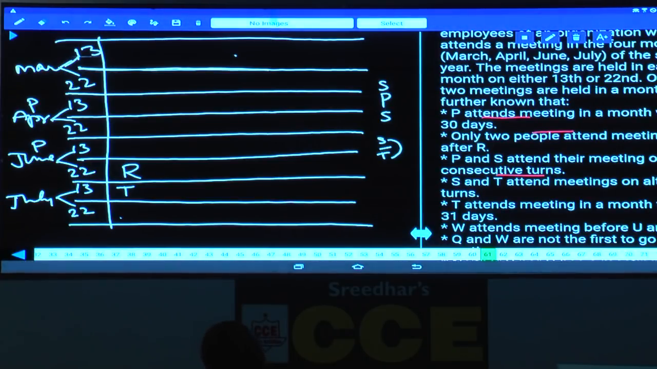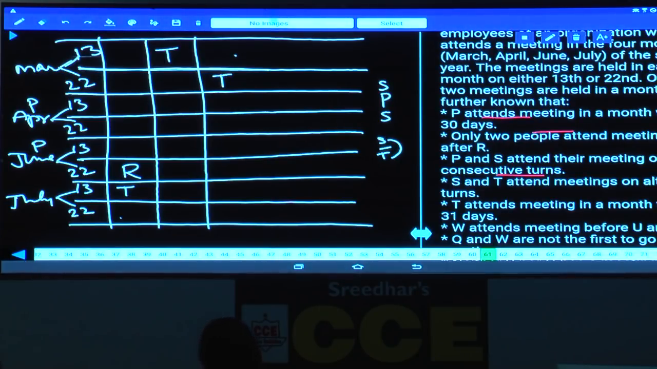Then what is the second possibility here? In the second possibility, T can be on March 13th, isn't it? This is one possibility. Then what is the other possibility here? And the other possibility, T can be on March 22nd. Hence, how many possibilities do we have for this T?